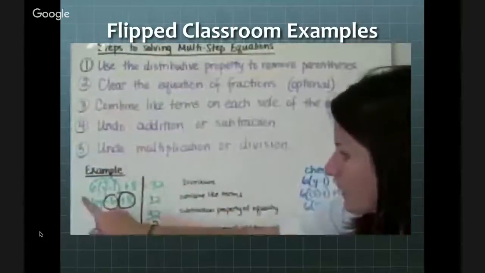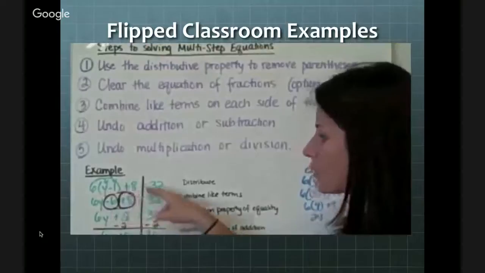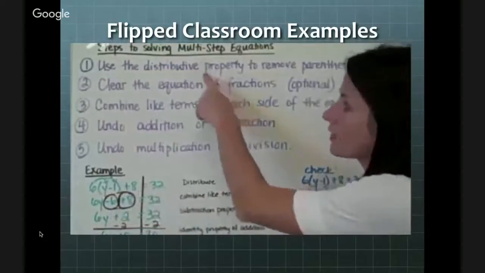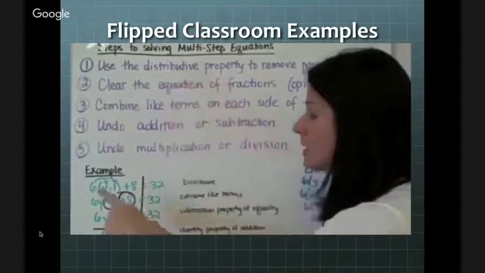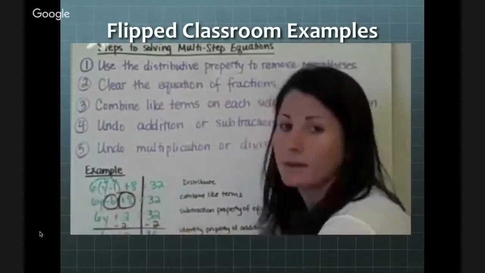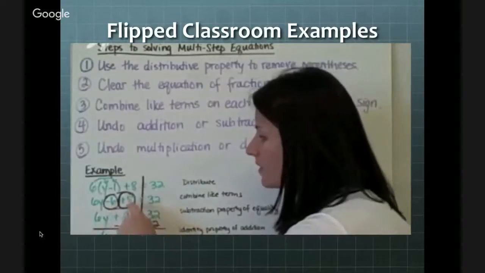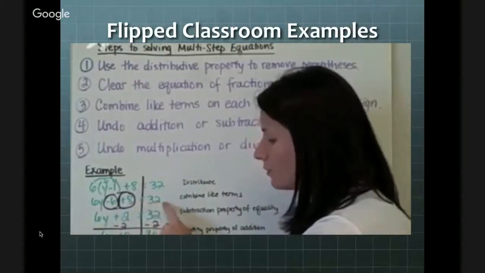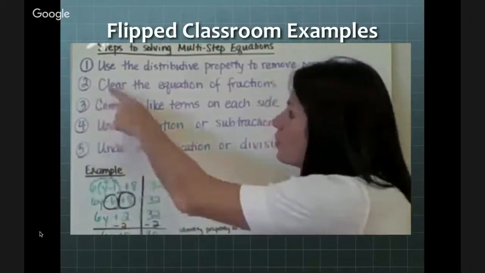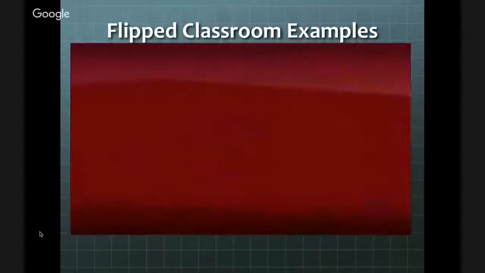First example, 6 times the quantity of y minus 1 plus 8 equals 32. Referring to our steps, distribute first. 6 times y minus 6 times 1. This will simplify to 6y minus 6. And we bring down the plus 8 equals 32. Now step 2, clear the equation of any fractions. We don't have any, so we go to step 3.